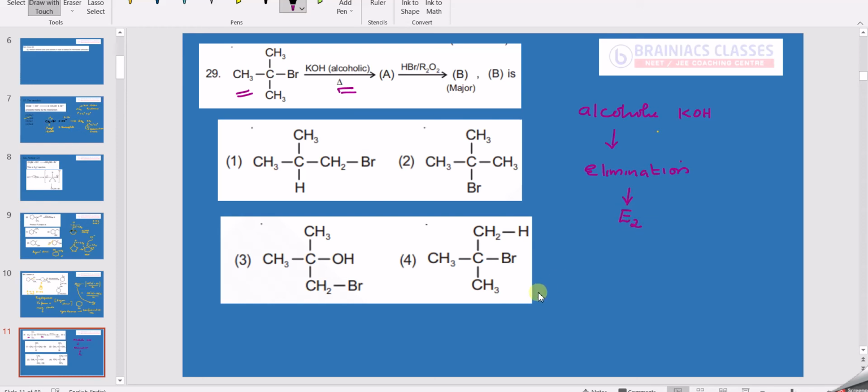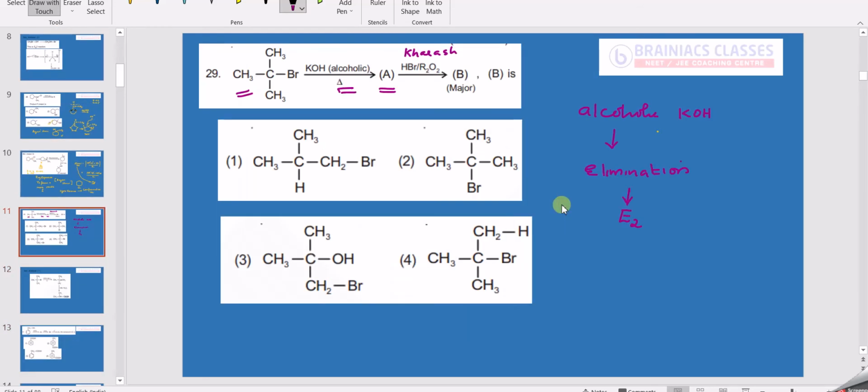E2 elimination. And in the next step, after getting the product A, it is treated with HBr in the presence of peroxide. So what effect is there? Kharash effect, or we say peroxide effect. So we will do that, then we will try to arrive at the answer. Okay.